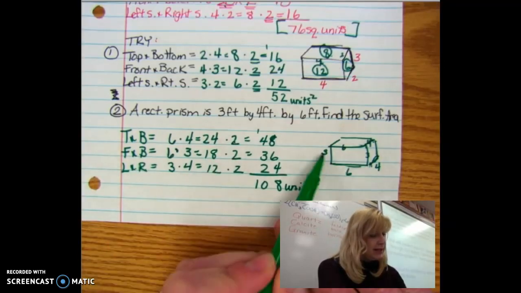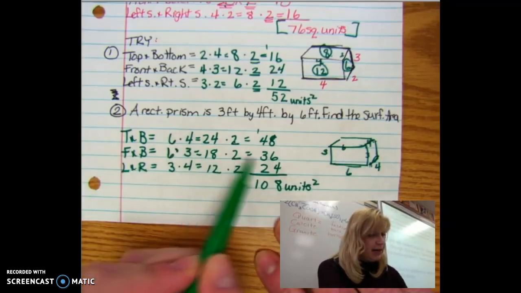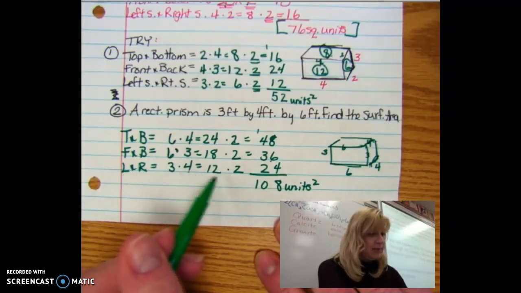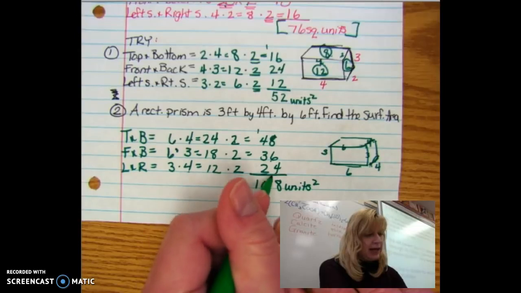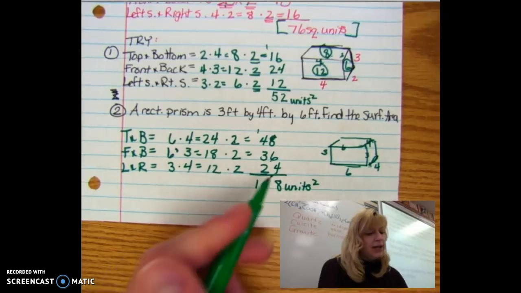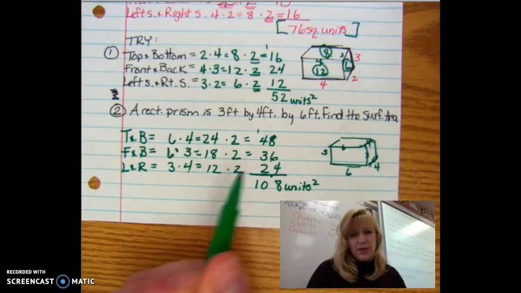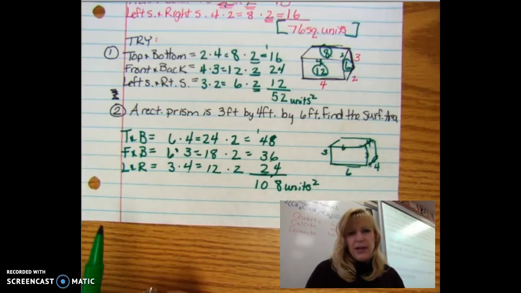The front is 6 times 3, which is 18. I doubled it. And then the left and right is 3 times 4 is 12, times 2, doubled it. I got 24. So I got 108 units squared. If you don't see any measurement like millimeters or things like that, you can just put units. Doesn't matter what they are, that's what it's going to be.